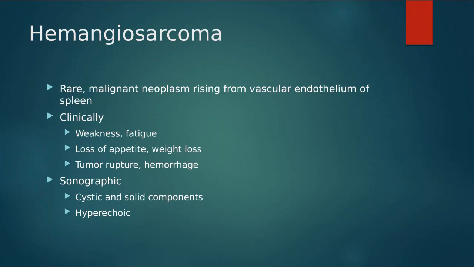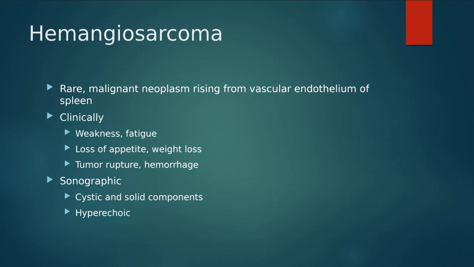Clinically, patients will have weakness, fatigue, loss of appetite, weight loss, and then these tumors, depending on how big they get, can actually rupture and start to bleed out. So again, we're looking for fluid around that spleen. We're looking for hemorrhage around that spleen. On ultrasound, we're going to see this with cystic and solid components, depending on if there is tumor rupture and hemorrhage, and they are going to appear hyperechoic.